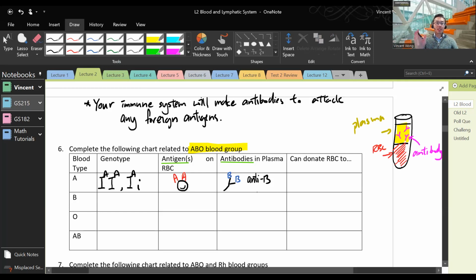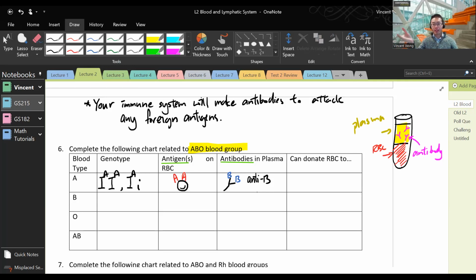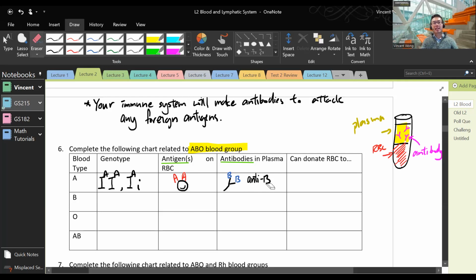Now, there is no such thing as anti-O because O is nothing, right? I told you O is the absence of A and B. So there is no such thing as anti-O. You cannot make an antibody that attacks nothing, right? Does that make sense?